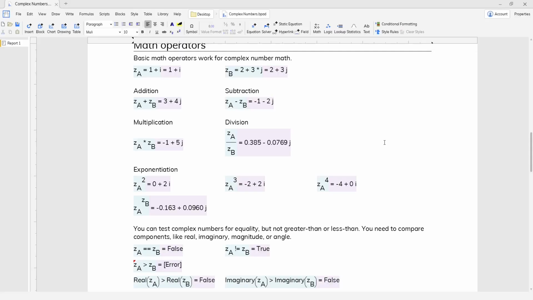Moving on to doing calculations with complex numbers. So basically, all of the math operators that work for regular numbers are also going to work for complex numbers and they'll handle the math correctly. So here I have ZA and ZB. You see I can add, subtract, multiply, divide, and take the exponent of these complex numbers, and all of that is going to work appropriately.